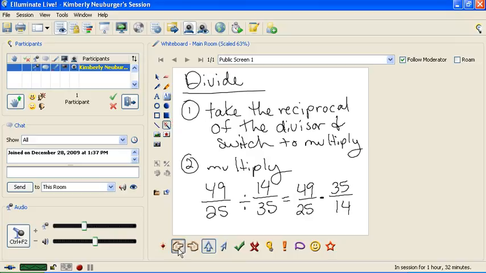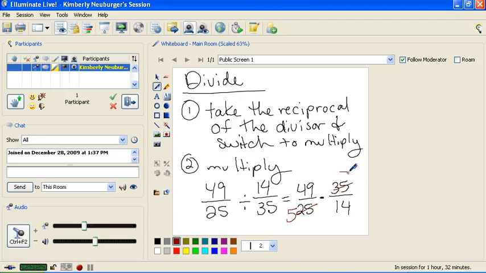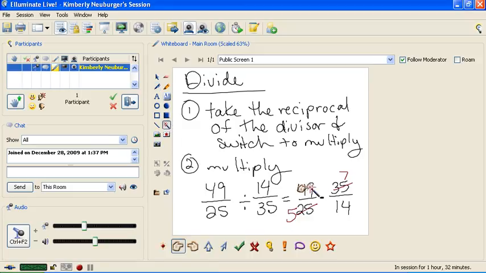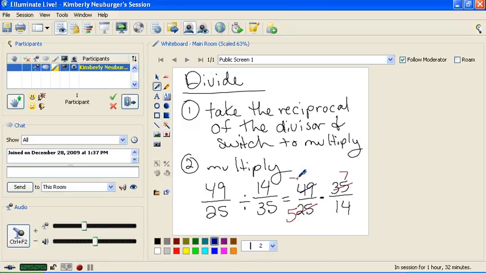And I notice that I can pair up the 25 with the 35 by dividing them both by 5. 5 goes into 25 5 times, and 35 7. Now I notice that I can pair the 49 here up with the 14. 7 goes into both those. So I'm going to divide 7 into 49 to get 7, and 7 into 14 to get 2.